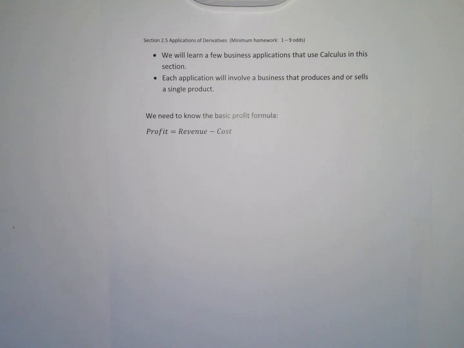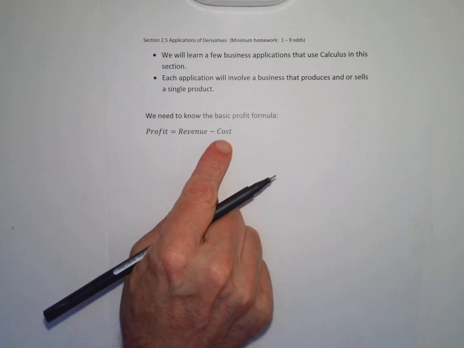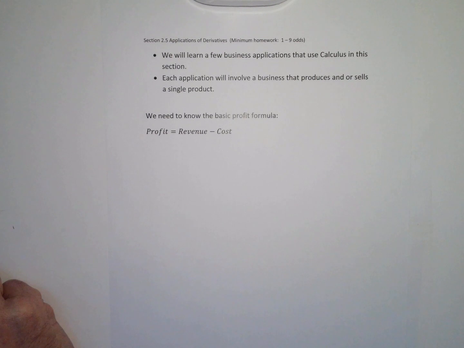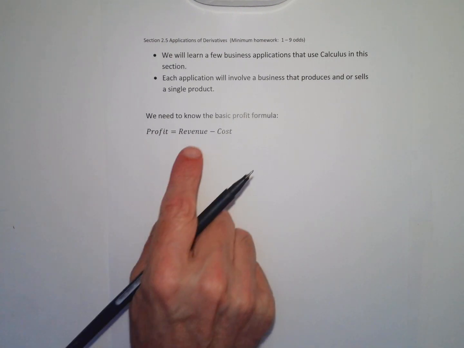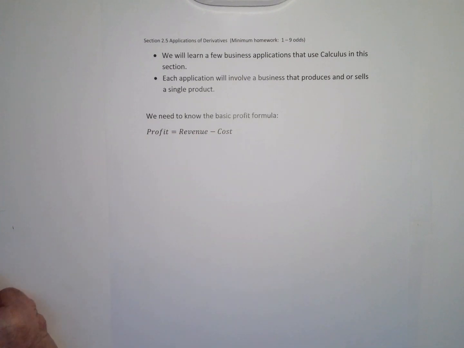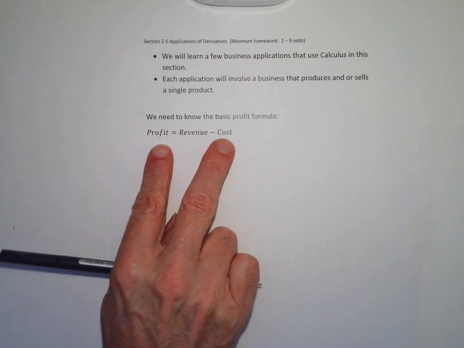So the first formula that we're going to need is profit is revenue minus cost. Basically, for a generic business, the sales less their expenses is going to be their profit. How much money you take in less how much money you spend, that's going to be your profit. So this formula is going to be important.